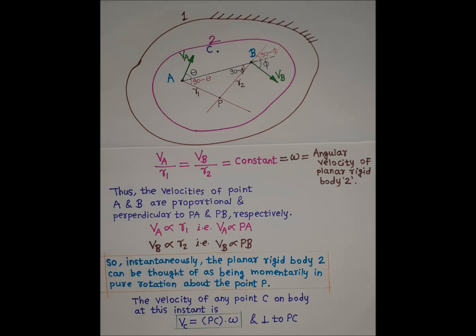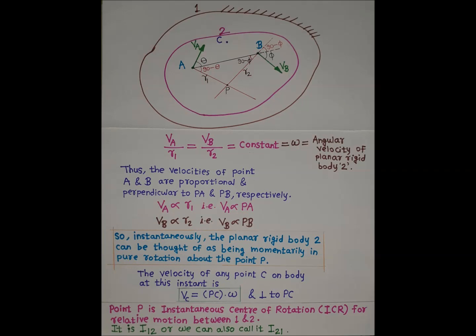Now consider point C on planar rigid body 2. Velocity at point C, Vc, at this instant will be given by relation Vc is equal to Pc into omega, and it will be perpendicular to Pc. Point P is Instantaneous Centre of Rotation, that is ICR, for relative motion between body 1 and 2. It is denoted by notation I12.